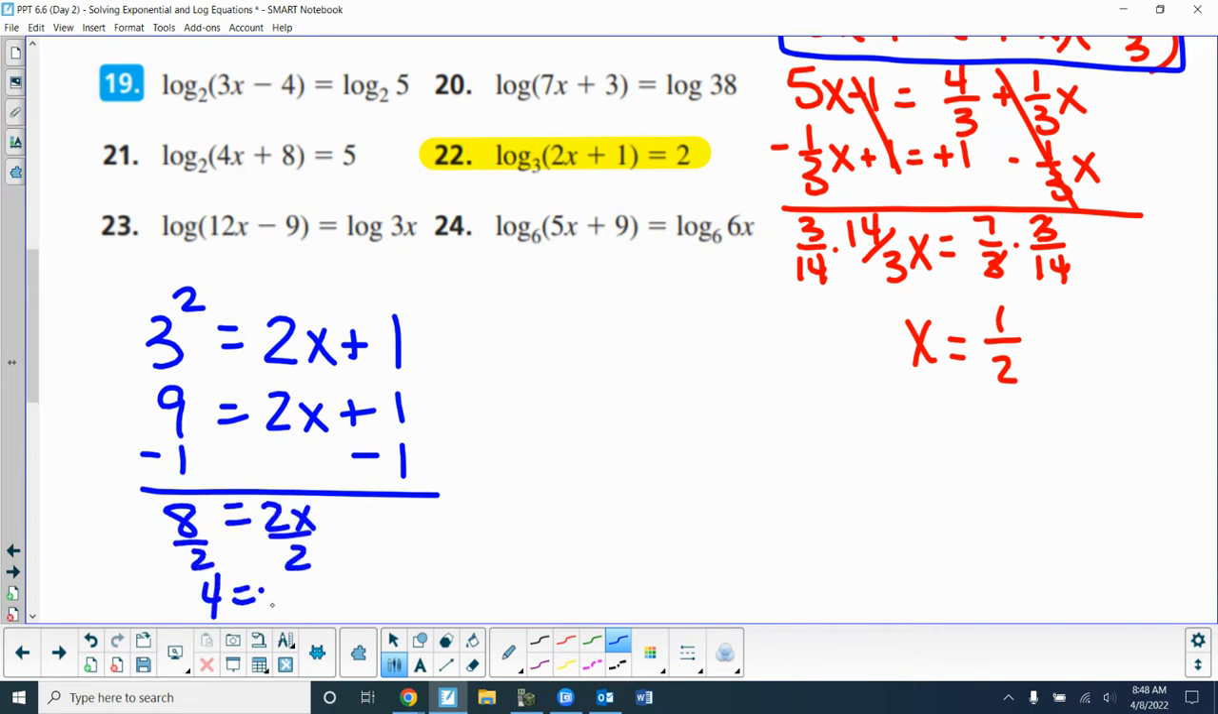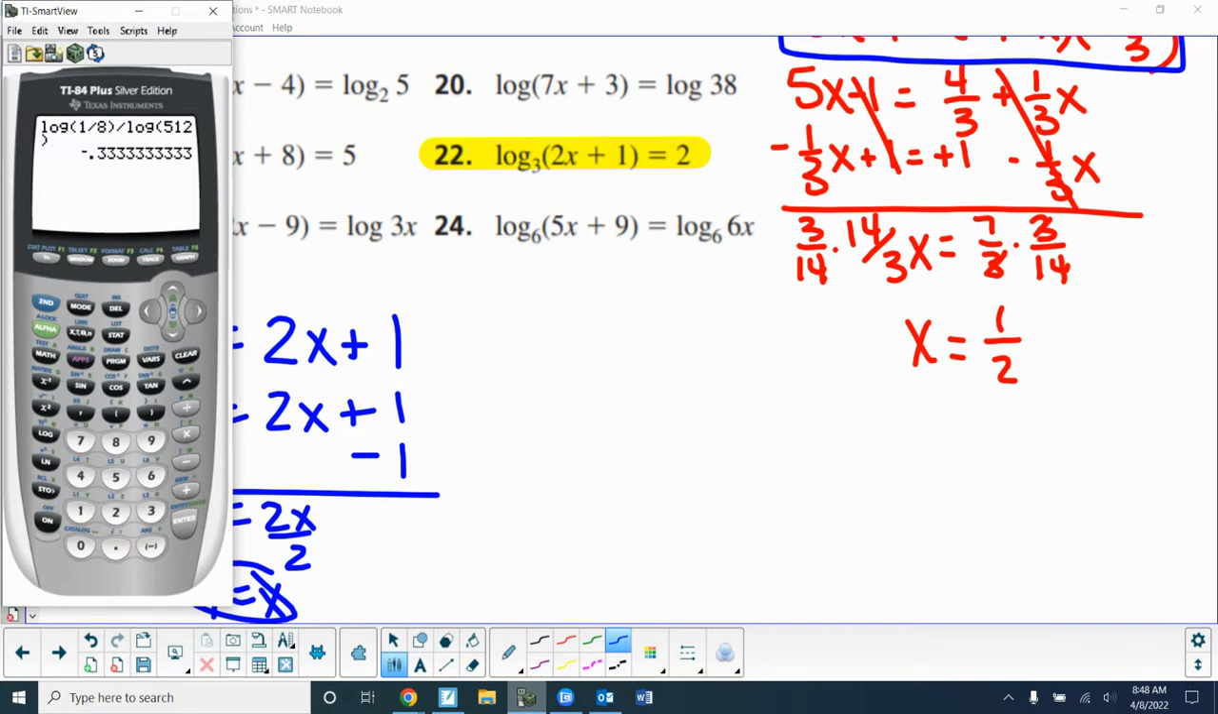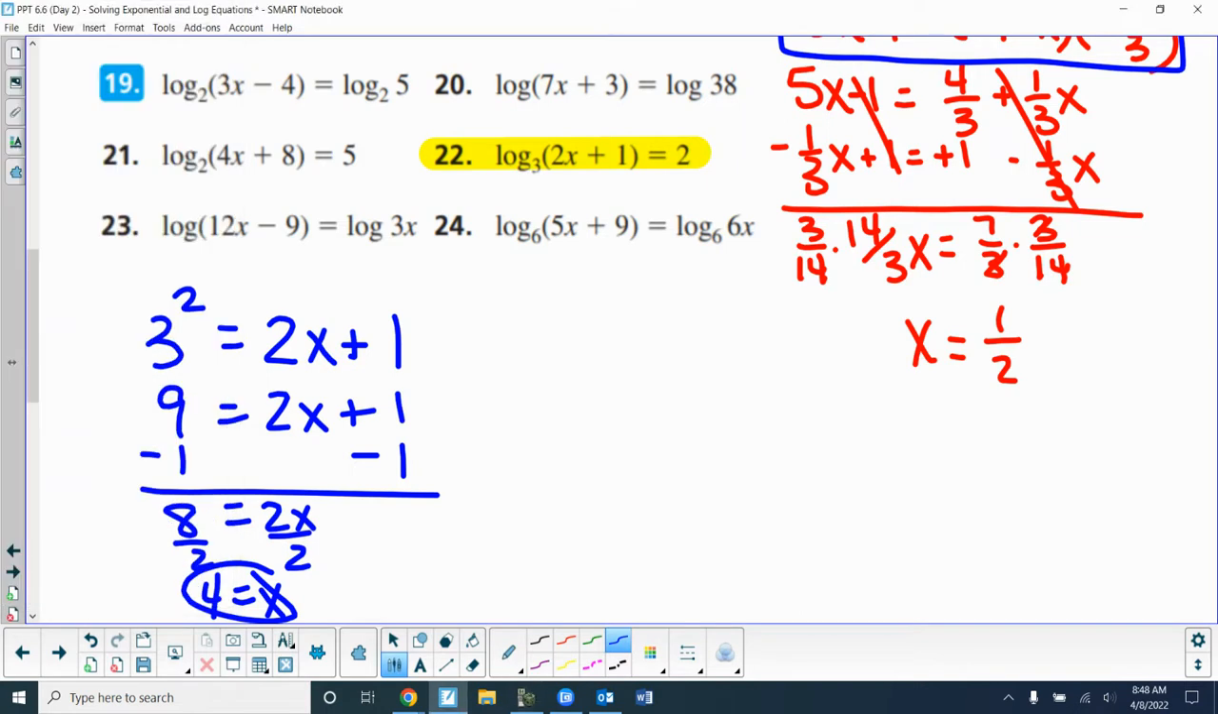So we get 4. We're supposed to check these, all right? What's 2 times 4? 8 plus 1, 9. Is 3 squared 9? Yeah. Or if I do log of 9 divided by log of 3, I'll get 2 if you do the change of base formula. Log of 9, close it up, divide by log of 3, close it up. There's our 2. Questions on that? When you turn it into that exponential problem, it's usually pretty easy to do. Sometimes it gives us a few headaches, but overall, pretty easy.